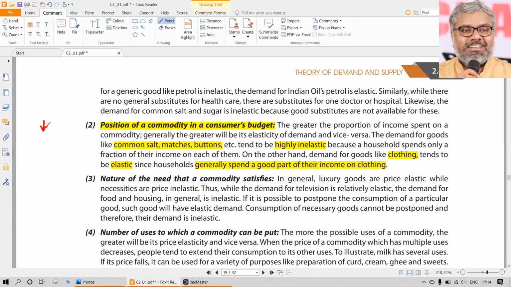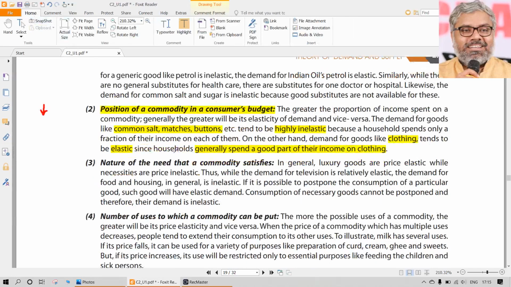So that is how, when the interest rates are decreased, the demand for housing also will increase. Why? Once again, the reason is this only: the position of that commodity. What is that commodity there? House. And another commodity is like clothing. So there definitely, as a position of that commodity, if it is higher in the consumer's budget, the price elasticity also will be high. If it is lower in the consumer's budget, price elasticity also will be low. That is the second determinant of price elasticity of demand, we can say.